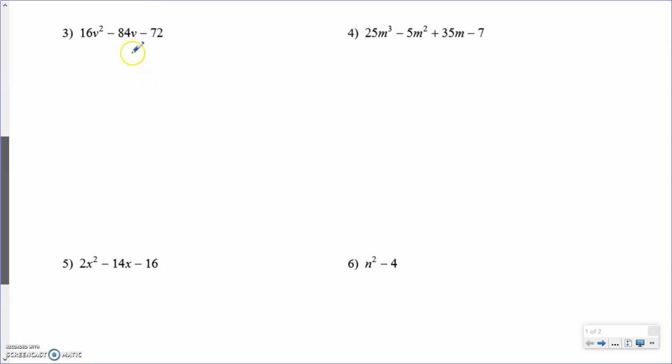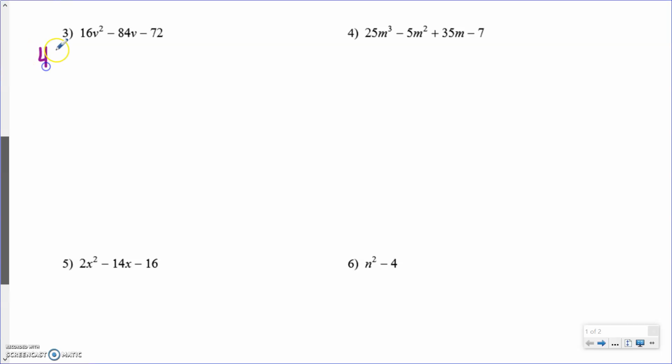Okay, number 3, I'm going to go ahead and start by finding a GCF. These are all even, so I can divide by 2. I'm actually going to grab my calculator to see if I can divide by anything bigger than 2, because I know that I can divide 16 by 4 and 8, and I can divide 72 by 4 and 8. So let's try 8, because that would be the biggest. 84 divided by 8 actually gives me a decimal. So now I'm going to try 84 divided by 4, which is 21.